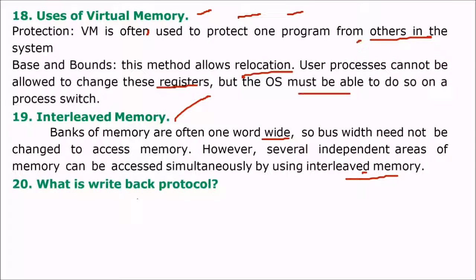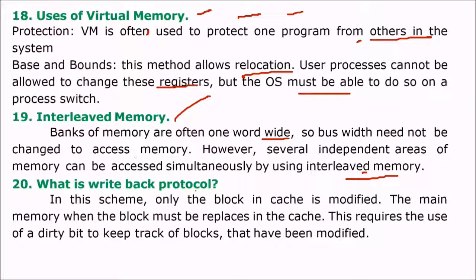What is write back protocol? In write back protocol, the main memory is updated only if the block in cache is modified, when the block must be replaced in the cache. This requires the use of a dirty bit to keep track of the blocks that have been modified. This is write back protocol.